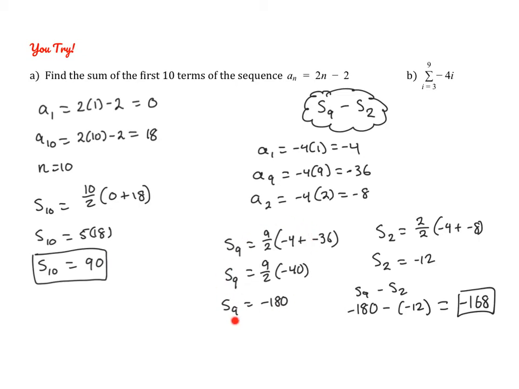So here's how you find the sum of the first 9 terms. And here's how you find the sum of the first 2 terms. And so then you do negative 180 minus negative 12. And you should get negative 168. So definitely a little bit trickier when you're not starting with the first term.